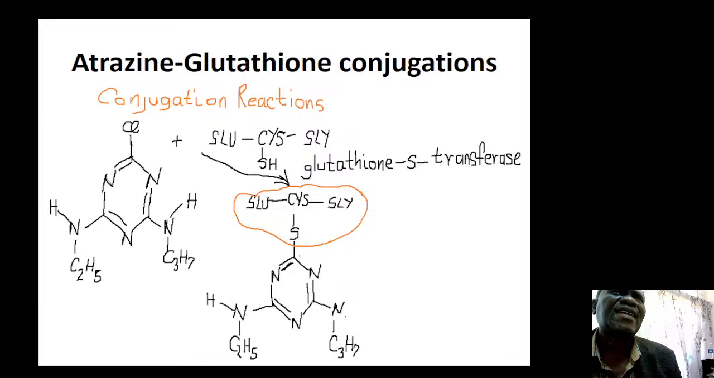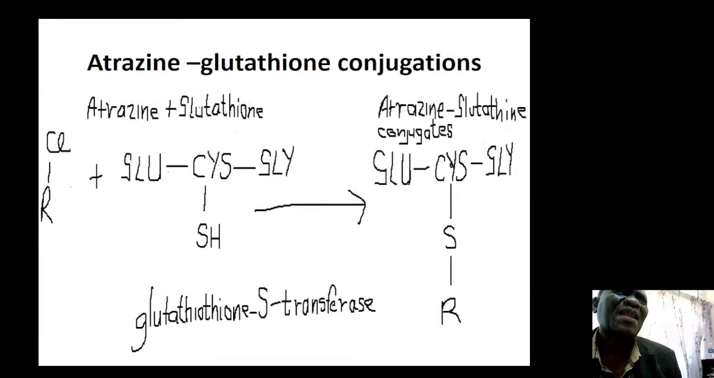So this is the atrazine glutathione conjugation, showing the actual molecules, and the glutathione S-transferase facilitating this process. Again, this is the glutathione conjugation reactions, simplified.